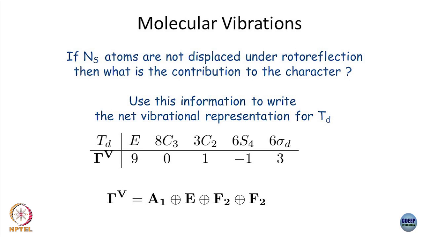Ok. So, I have not really discussed if you had roto reflection operation, ok, what happens to the contribution to the character. I will leave it to you to try it out and see what happens when you do a roto reflection. If ns atoms are not displaced under roto reflection, then what is the contribution to the character, ok. That is one I will leave it to you. And if you use those information for rotation which I have already discussed, you could actually work out the character for the molecular motion of, let us say, a molecule with TD symmetry, ok. Which molecule has a TD symmetry? Tetrahedral methane has this, which we saw in the video.